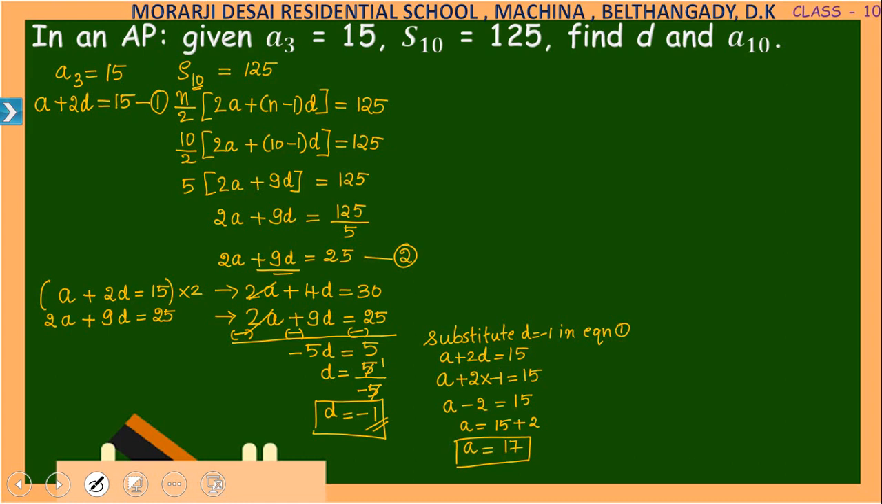Now we got the value of d. After that we have to find a10. a10 is equal to a plus 9d. an is equal to a plus n minus 1 into d. So a10 is equal to a plus 9d. What is a? 17 plus 9 into d is minus 1. So 17 plus into minus is minus, 9 into 1, 9. 17 minus 9 is 8. So a10 is equal to 8.